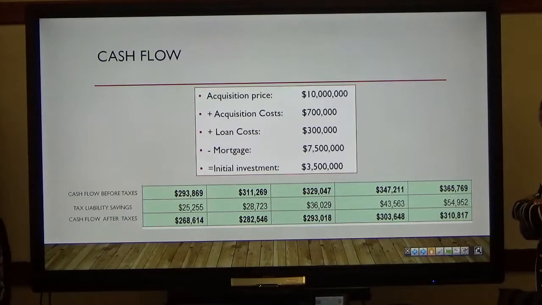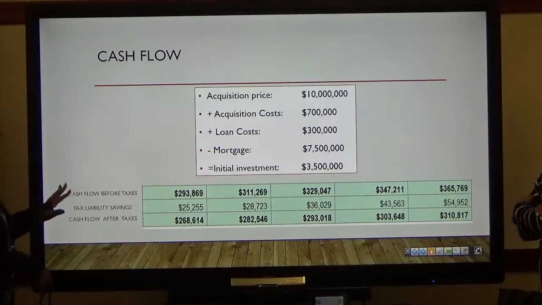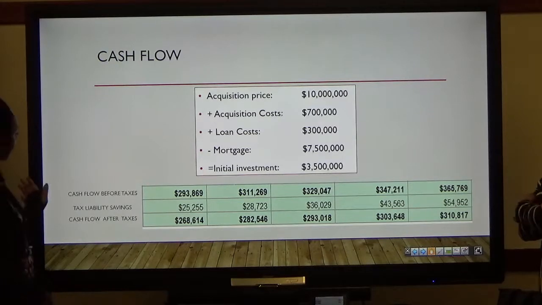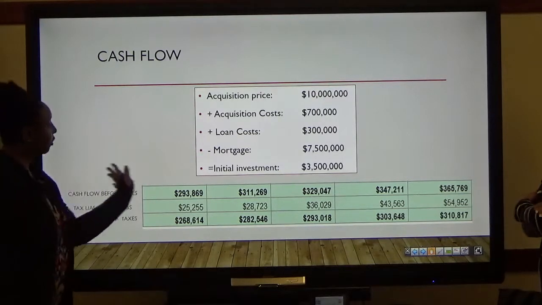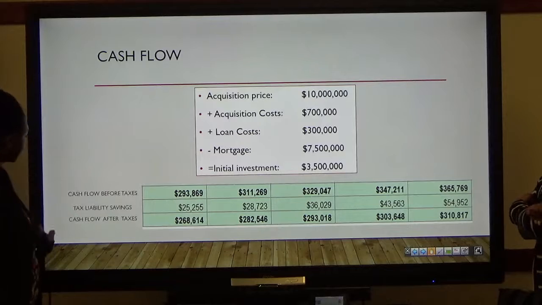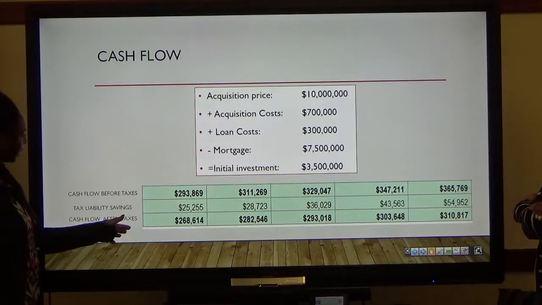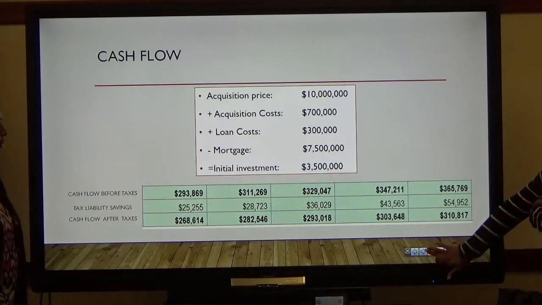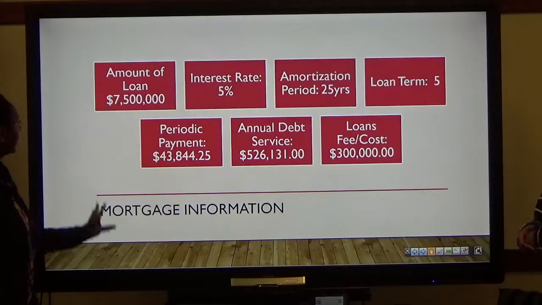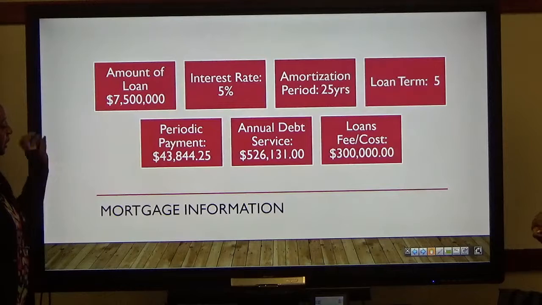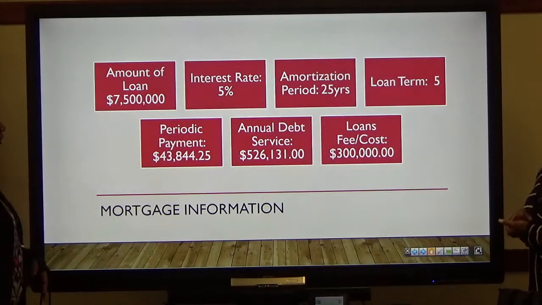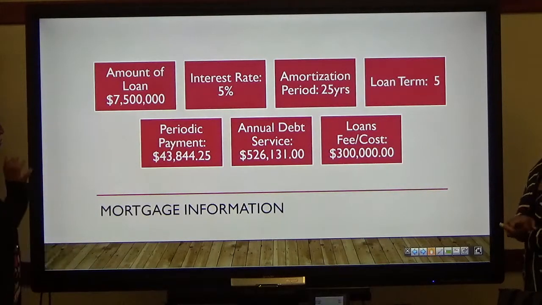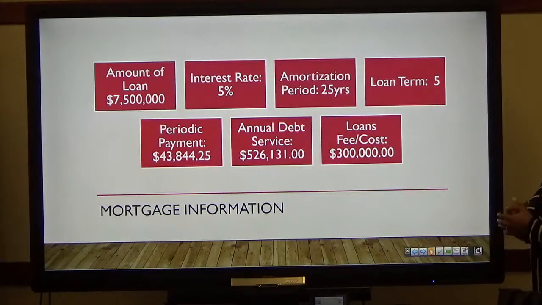For cash flow, we highlighted some of the information and showed what the before-tax cash flow would be as opposed to the after-tax cash flow, and then the taxes that the investor would pay. And for the mortgage information, we highlighted the points that we thought they would want to know as far as what they would be looking for in the mortgage.